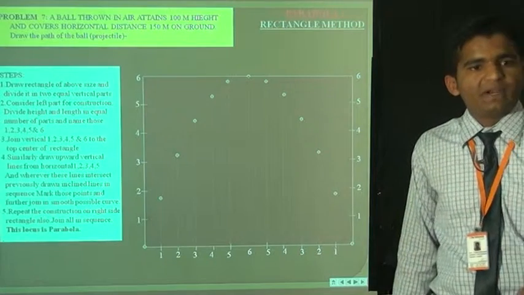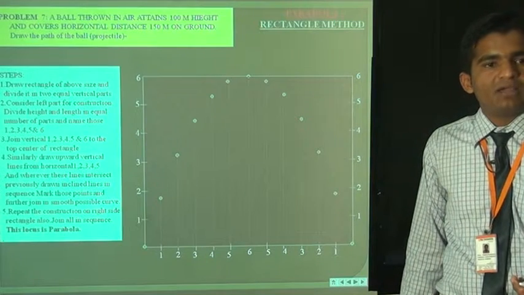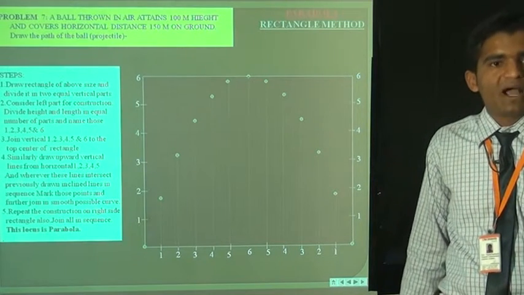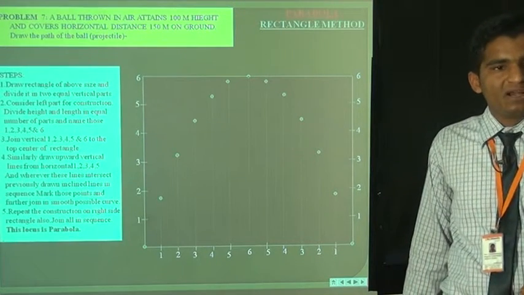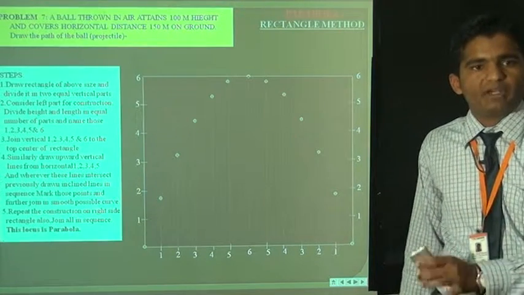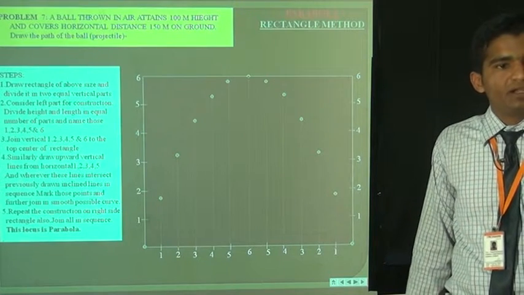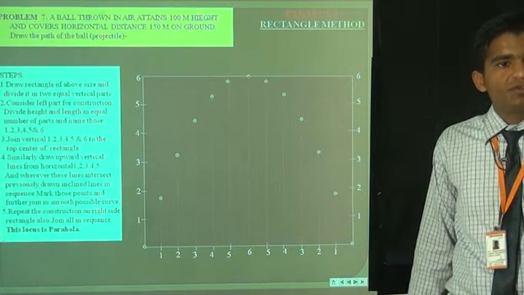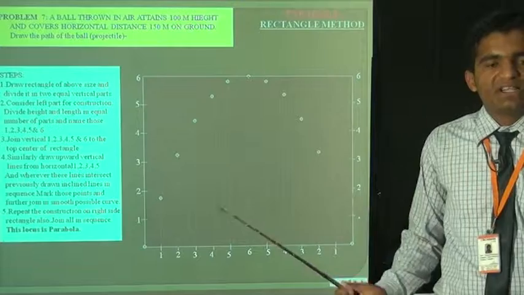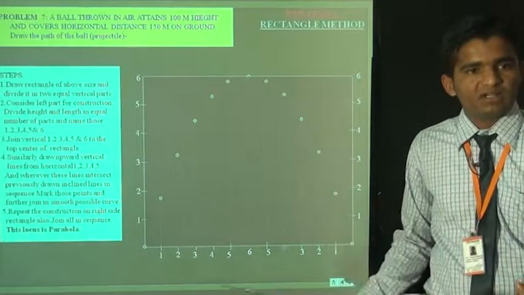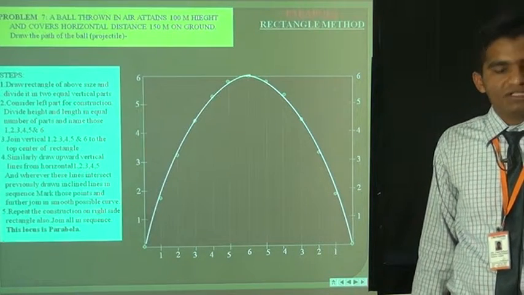So after getting these points, connect them by a smooth curve, and we get our required parabola, which is the path of the ball. Whenever we throw a ball at any angle from the starting point, the ball travels along its path and returns to the ground. So suppose we want to draw that path, that path can be drawn by this method, the rectangle method of the parabola. So join these points by a smooth curve. It is the required parabola of this problem.